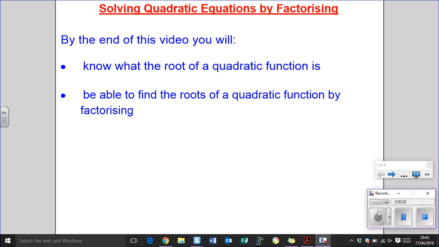Okay, so this is the third video in our quadratic series of lessons, and this time we're looking at solving quadratic equations by factorising. By the end of this video you will know for certain what the root of a quadratic function is, because we've already covered it, and you'll be able to find the roots of a quadratic function by factorising, which is obviously going to be much more efficient than what we did in the previous video, where you're substituting in values and trying to come up with the x-intercept.